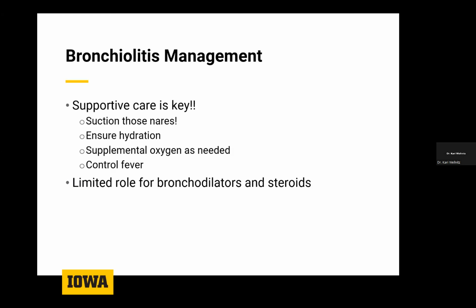There is a limited role for bronchodilators and steroids in this disease process. One of the things that's challenging is, yes, you hear wheezing, and it may be appropriate to do a single trial dose of albuterol, but you have to carefully assess them before and after to see if you actually think it's helping, or is it just making them tachycardic and pissed off?